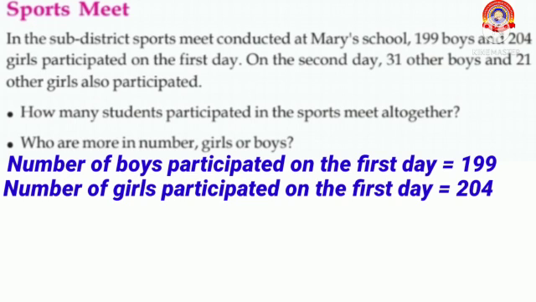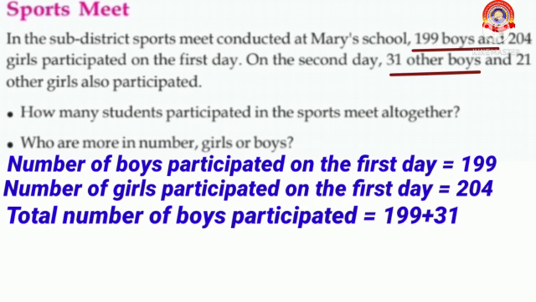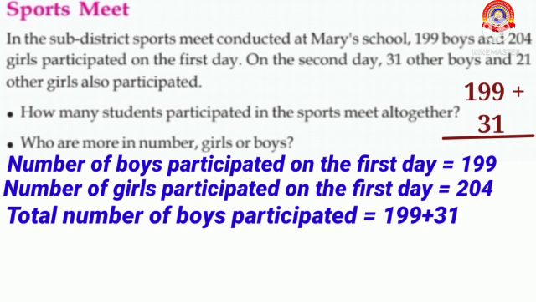Next, we have to find out the total number of boys participated in that sports meet. You know, 199 boys participated on the first day and 31 other boys participated on the second day. So, to find the total number of boys, add 199 with 31. 9 plus 1, 10. Write 0 here, 1 carry over. 9 plus 1, 10. 10 plus 3, 13. Write 3 here, 1 carry over. 1 plus 1, 2. So, total number of boys is equal to 230.